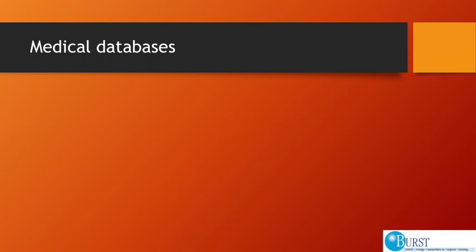Now, one very important thing to understand when searching is the difference between a database and a portal. We're all quite familiar with online portals such as PubMed, ScienceDirect, Ovid, EBSCO, etc. But these portals simply provide access to two main databases, and these are Medline and Embase.